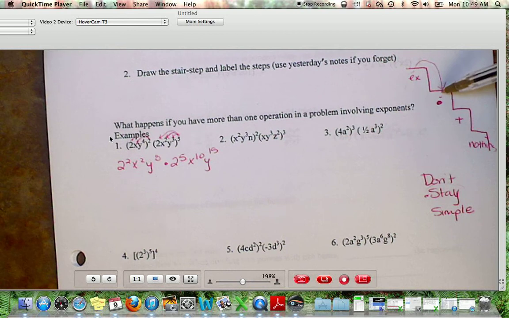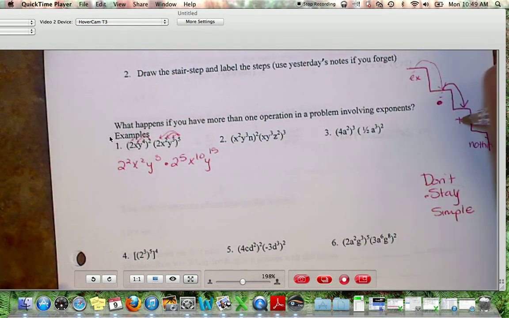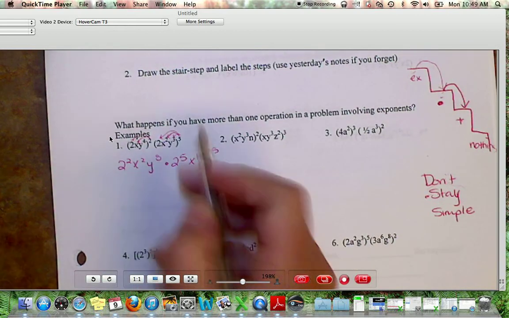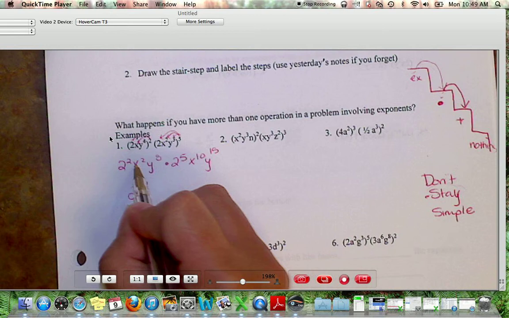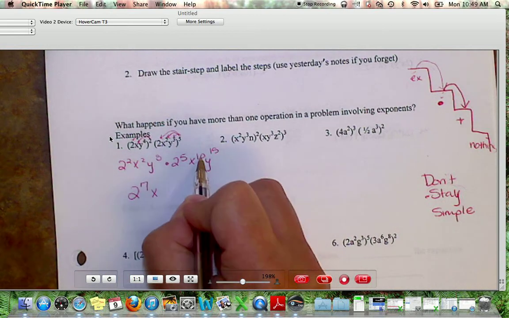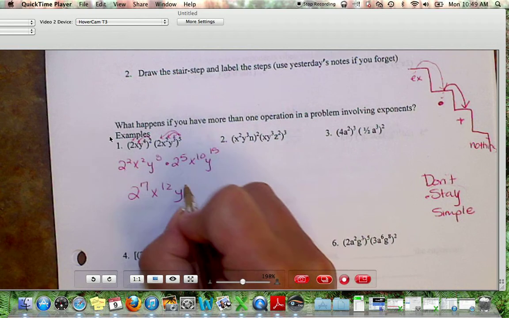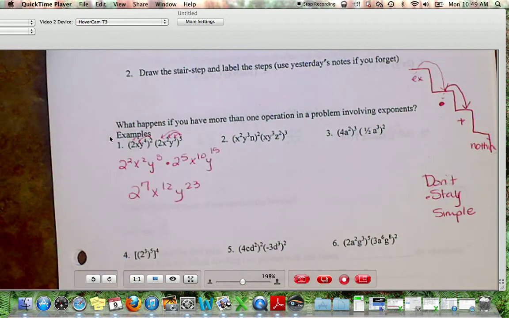So we're here on the multiplication step, and this reminds us that we're going to add the exponents together. So 2 to the second and 2 to the 5th gives us 2 to the 7th. X to the 2 plus 10 is 12, and y to the 8 plus 15 is 23. And that's what you would do in a multiple step problem.